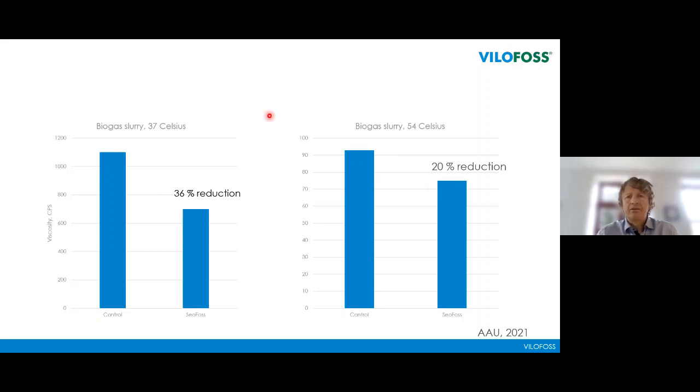And again, the effect of the temperature is also obvious. We can see from the control here, we are at more than 1000 centipoise, and as soon as we go to a high temperature, we are at just under 10% of that. But a very high effect of Seofoss was found in all these tests we were making.